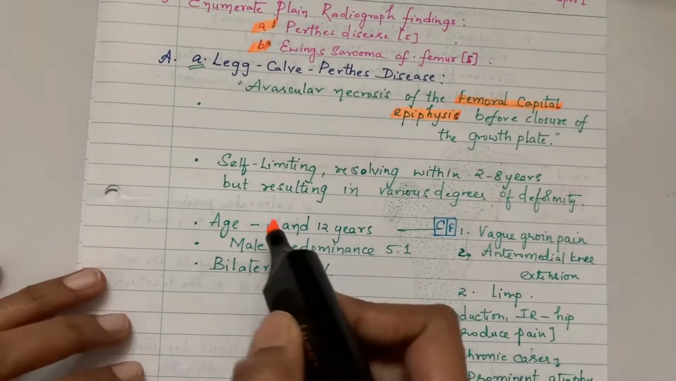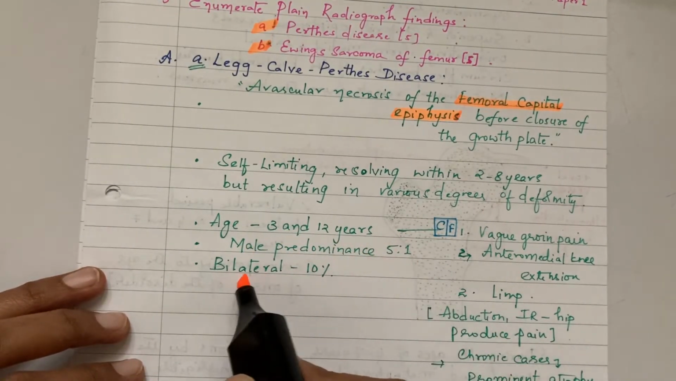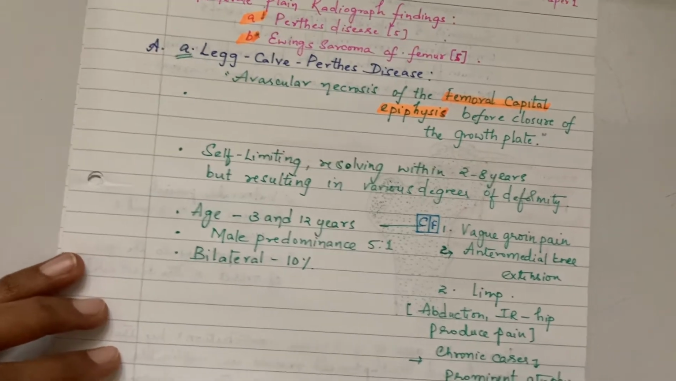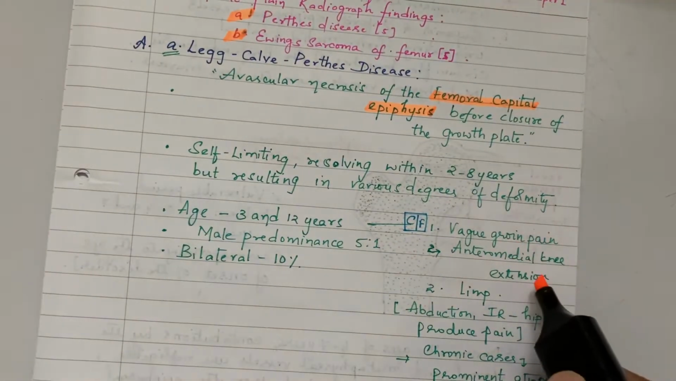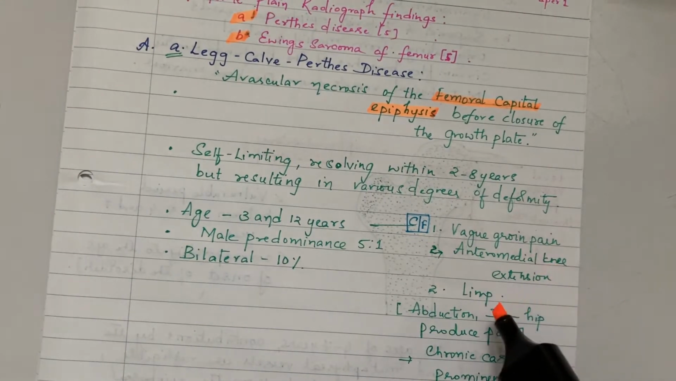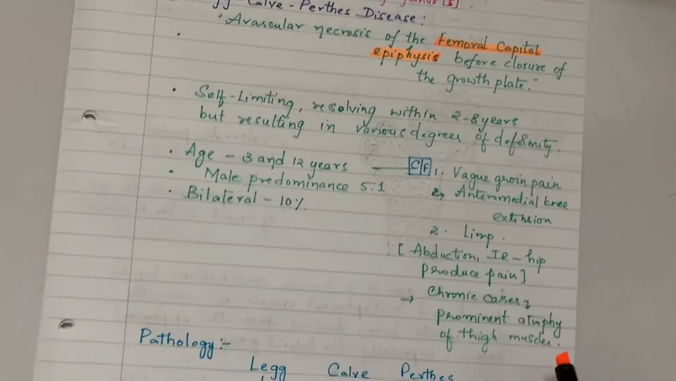Coming to age group, 3 to 12 years, with a male predominance of about 5:1. In 10% of cases, they are bilateral. Coming to clinical features, they present with a vague groin pain with extension into the anteromedial knee. They present with limp, and abduction and internal rotation lead to pain within the hip. In chronic cases, there is prominent atrophy of the thigh muscles.